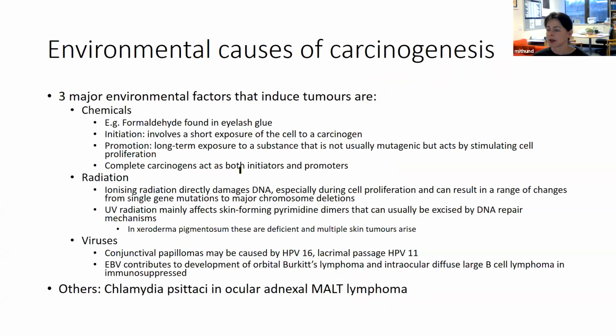Specifically relevant, I guess, when we're talking about the eye. So the major environmental factors with tumors: chemicals, radiation, and viruses. I got this from the notes that Diane provided. Specific to the eye, chemicals include formaldehyde, apparently an eyelash glue. Radiation, obviously from UV radiation from the sun or other types of exposure to UV radiation, and viruses as well. From getting conjunctival papillomas, there might be a causative effect from HPV-16. So in terms of environmental causes, it's important to remember that there are chemical, radiation, and viral.